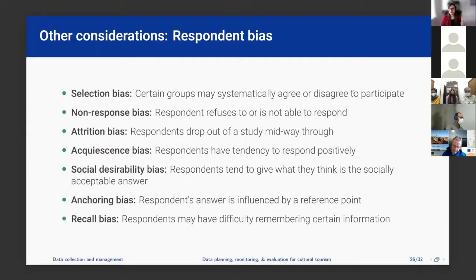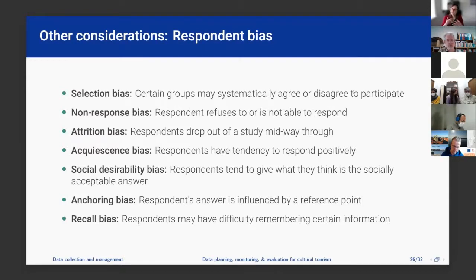A few other considerations. These are really important, I guess, especially if you're dealing with surveys. You could have an issue called selection bias, where certain groups just don't want to participate, or you have overrepresentation of certain groups. You could have a non-response bias, where people just refuse to answer, or they're not able to answer. Attrition is, let's say you're surveying your local community and you want to go back to the same businesses over time. Maybe some businesses just drop out halfway through, or they just stop responding.